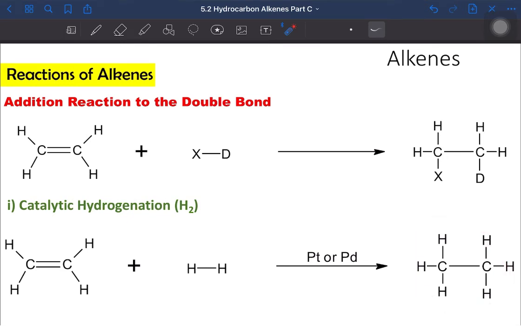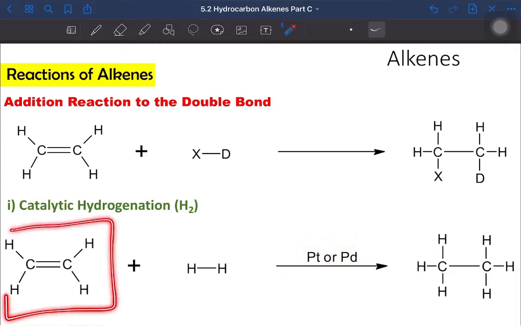Alkene and hydrogen will not react under normal conditions, but alkene can combine with hydrogen in the presence of catalyst to form an alkane. In this case, the most used catalyst for the hydrogenation is platinum or palladium. Alright, so let's look at this reaction.